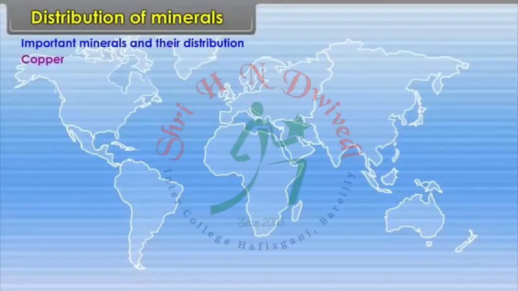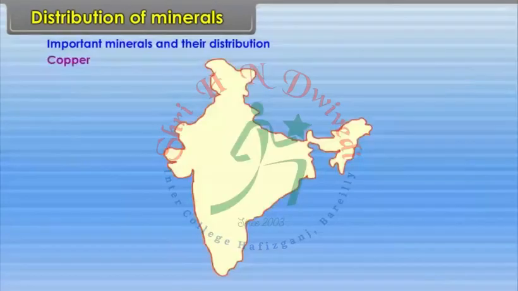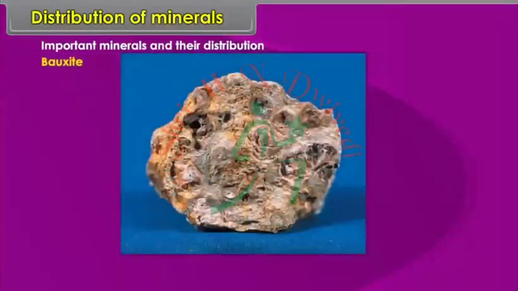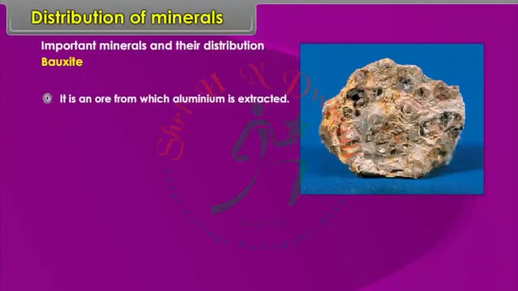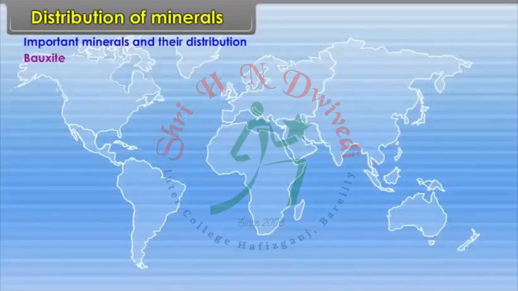Location: World, Chile, USA, Canada, Poland, Russia, Georgia, Armenia, Congo, and Zambia. In India, Jharkhand and Rajasthan. Bauxite. It is an ore from which aluminium is extracted. It is used for making aeroplanes, machine tools, utensils, packaging, construction, and electrical materials. Location: World, Australia, Guinea, Jamaica, and Brazil.